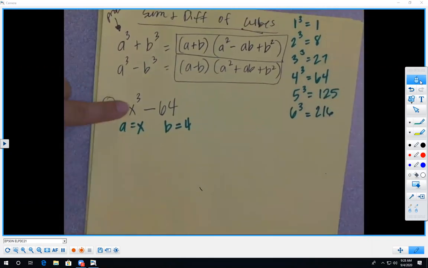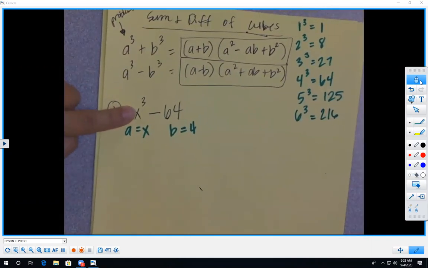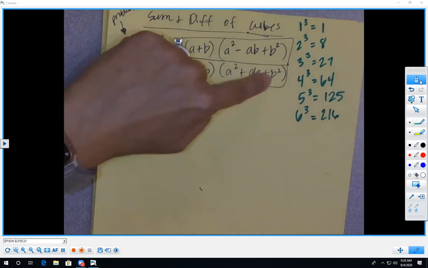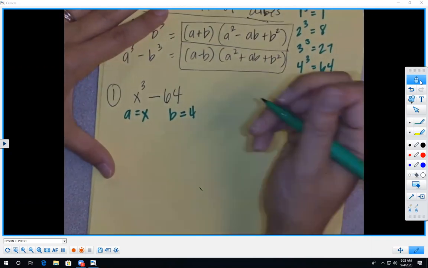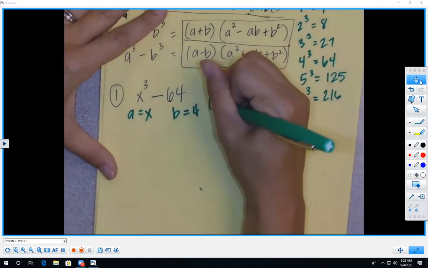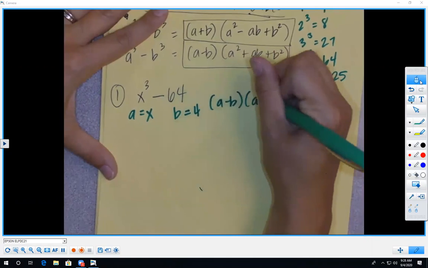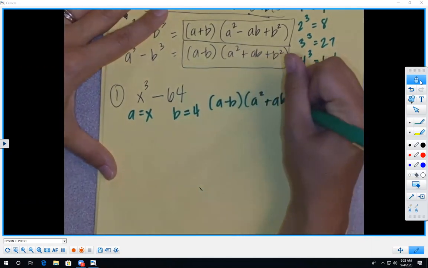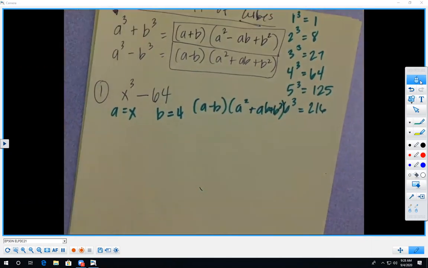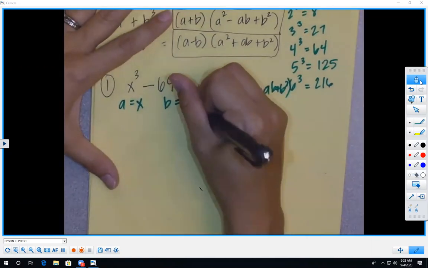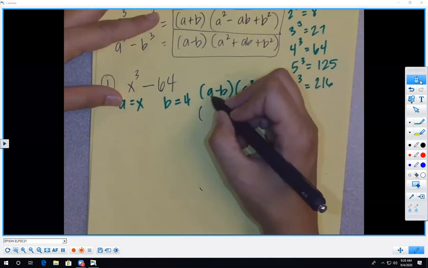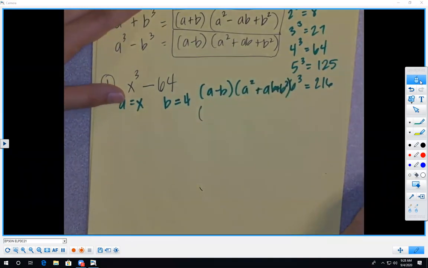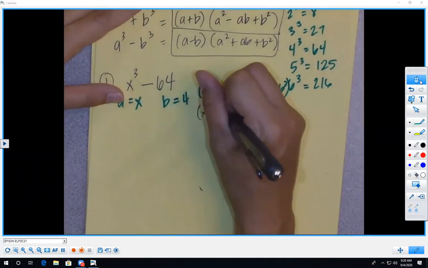Okay, so is this a sum problem or a difference problem? Difference, because this is a minus sign. So I'm going to use this bottom equation. My answer needs to be a minus b, a squared plus ab plus b squared. Sorry, it's all squished together. So let's put in my a and my b. A minus b, what would that be in this problem? x minus 4.